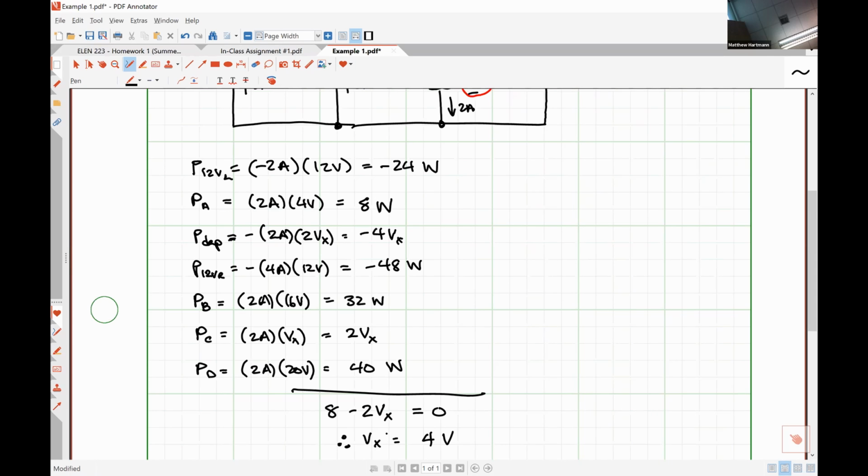So, I don't know, we went through that pretty quick, but hopefully that helps solidify a little bit of the passive sign convention stuff. Did anybody have any questions regarding that example?